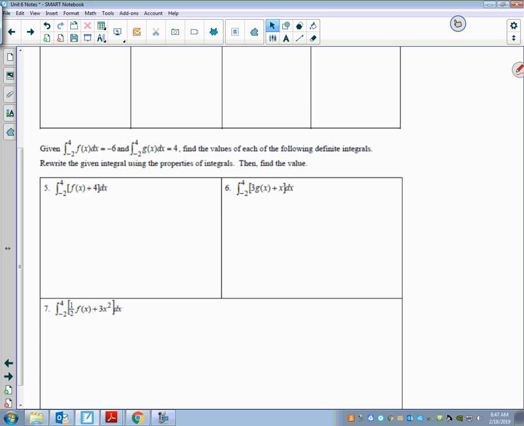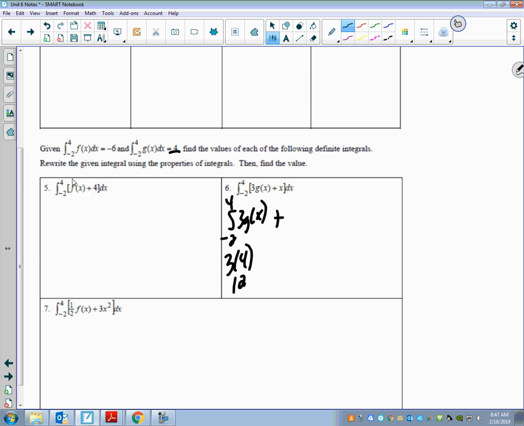This is where the property of breaking up addition and subtraction comes in. You don't have to always break it up, but when they give you the function value, you don't have to do F of b minus F of a, because you know the integral of negative 2 to 4 of 3g of x, you know the value of g of x is 4, and you can just say this is 3 times 4, which is 12.